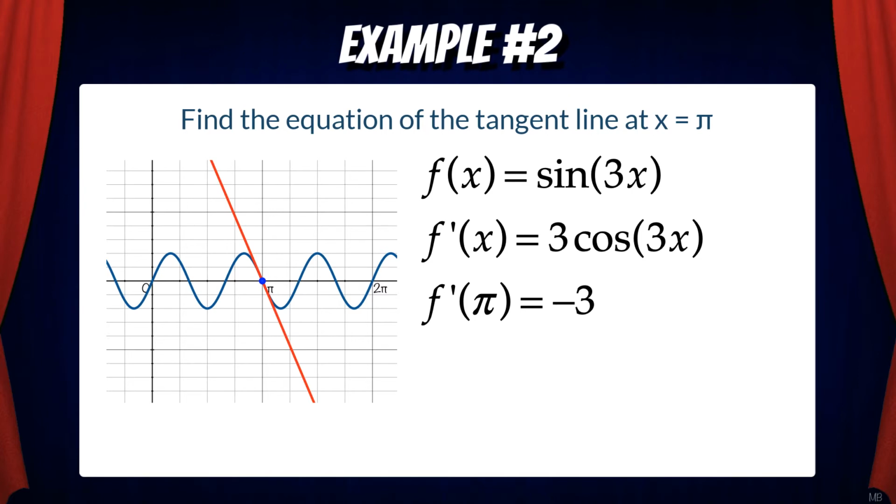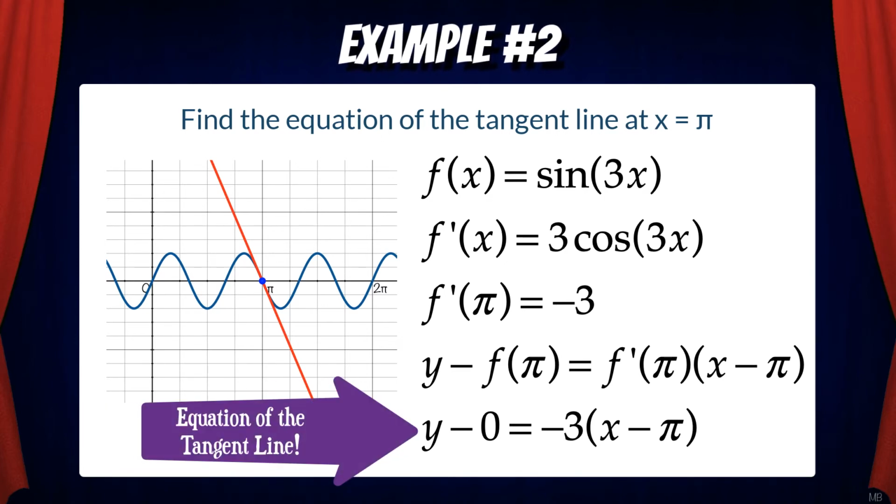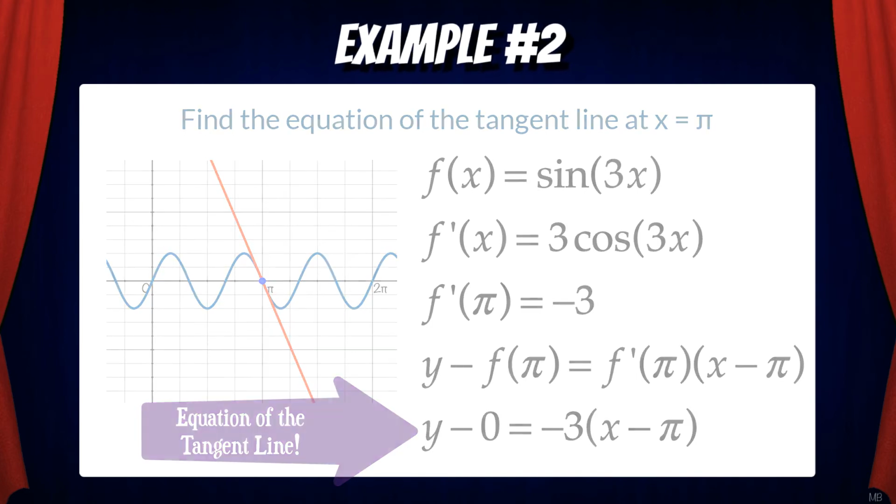Then we're going to use the point-slope form of a line to write the equation of the tangent line. Y minus f of pi equals f prime of pi times x minus pi. Then let's substitute in the values for f of pi and f prime of pi. F of pi equals 0 and f prime of pi equals -3. So this gives us y minus 0 equals -3 times x minus pi. That's the equation of the tangent line.